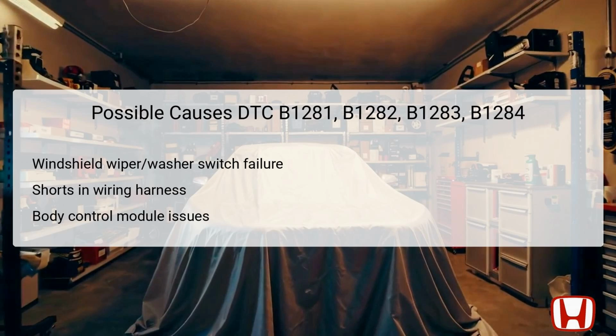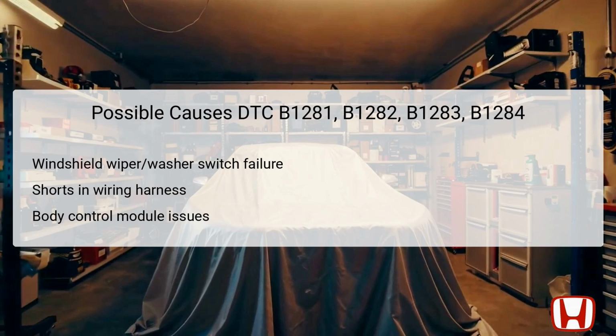Several potential causes are associated with these DTCs. Firstly, a failure in the windshield wiper/washer switch could result in the circuits related to the mist, INT, low or high positions malfunctioning. If the switch is stuck or malfunctioning, it may fail to send appropriate signals to the BCM. Secondly, short circuits within the wiring harness connecting the switch and the BCM can lead to erroneous readings and disruption of normal operations. Such shorts may occur due to frayed wires or corrosion that can interrupt signal transmission.